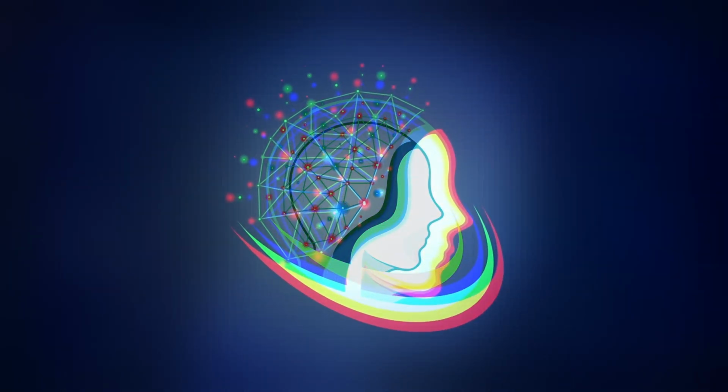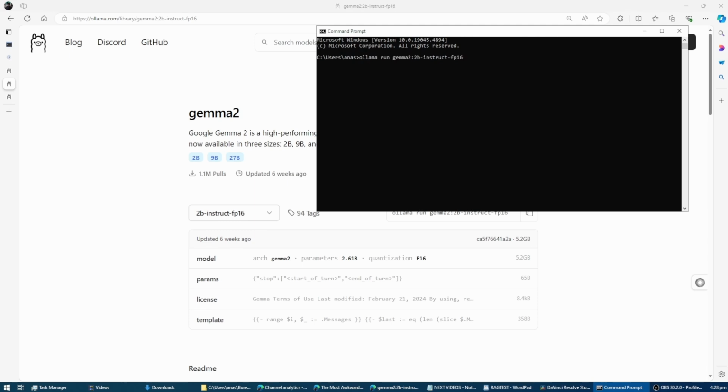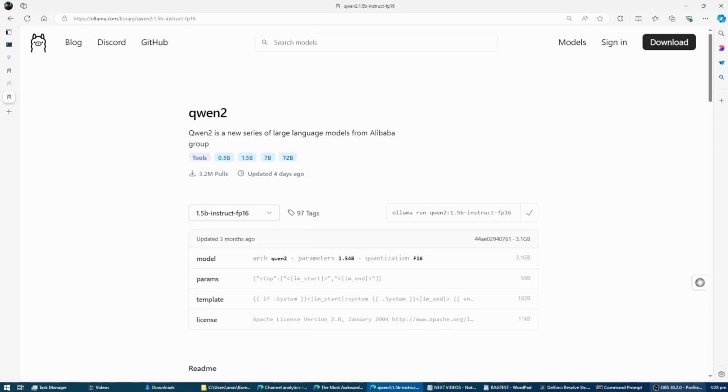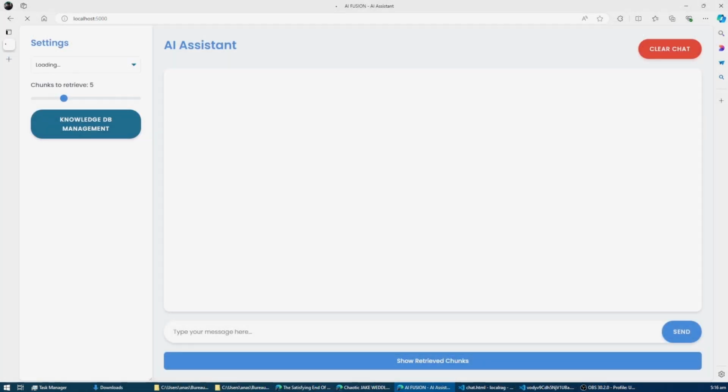Today, we are going to test two of the best small large language models available, which are the Gemma 2, 2 billion parameter model, and Qwen 2, a 1.5 billion parameters model. We will be testing both of these models in FP16 precision, specifically in Retrieval Augmented Generation.